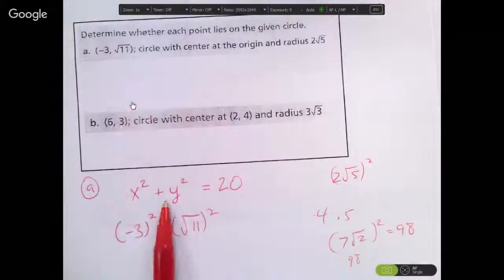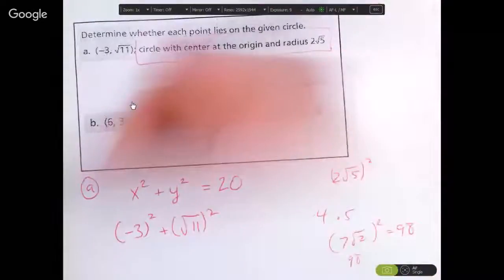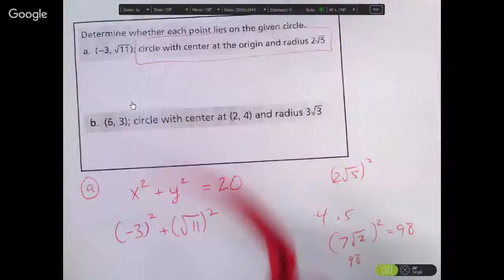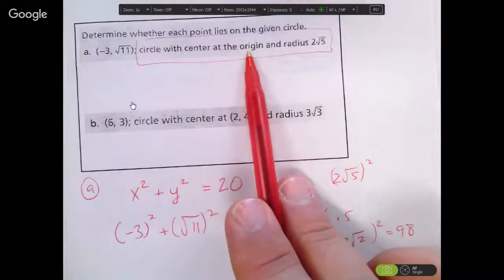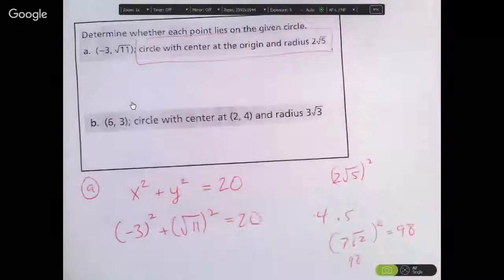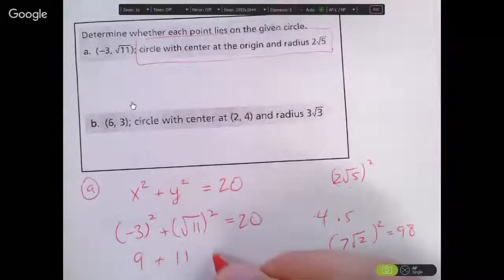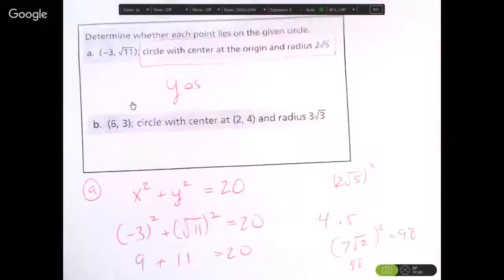Okay, this was written based on this information, which said the center was at the origin. So minus 0, minus 0. Okay. It is. 9 plus 11, so 9 plus 11 equals 20. So yes. That's the easiest thing we got on here.